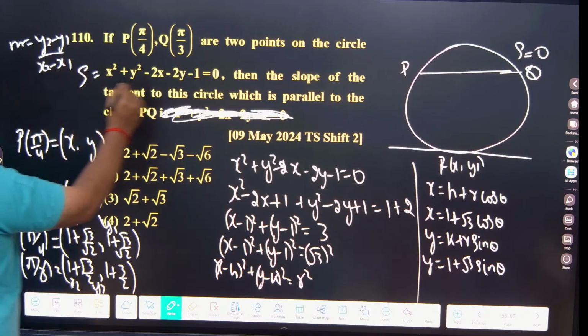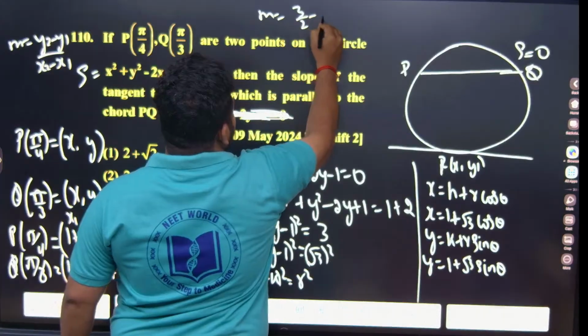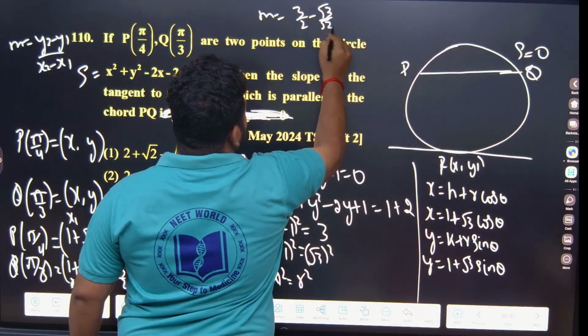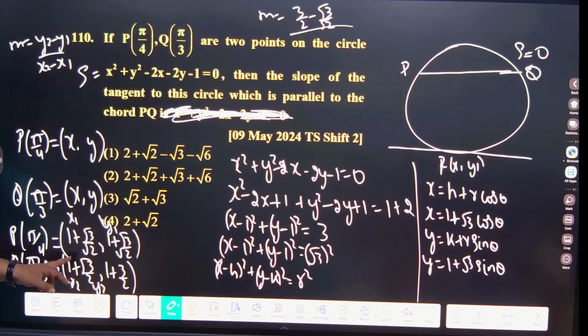I will write it here. Slope m is equal to 3 by 2 minus root 3 by root 2, divided by what is this? See here, this minus this, 1 cancels, root 3 by 2 minus root 3 by root 2.